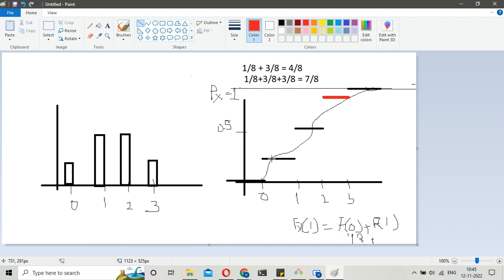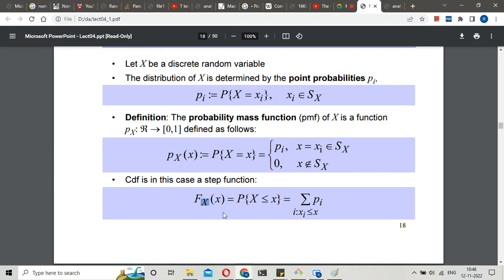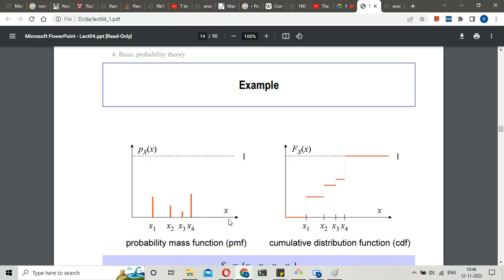Which is best to use, the PMF or CDF? Generally CDF is used, and CDF is standard. If you want the probability of 2 only, to get the probability of 2, you can subtract F of 2 minus F of 1, the previous one, then you will get the probability of 2. There are some formulas defined, and if you remember or understand them, it is quite easy to get these things.